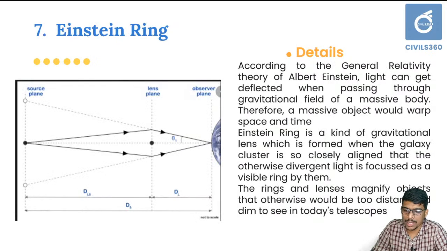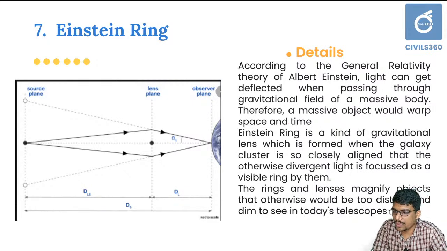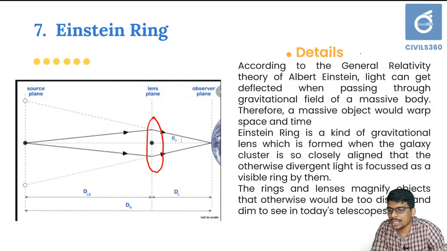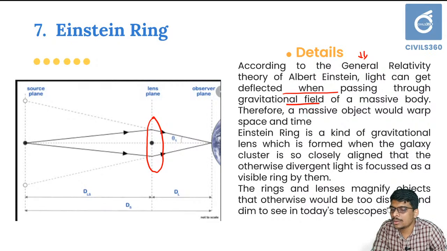This is very important for your prelims. There is always a question related to space science, so do read about Einstein ring. If you have any doubt, go search it and identify what Einstein ring is. Very simply put, it will be like a magnifying glass. According to the general theory of relativity of Albert Einstein, light can get deflected when passing through the gravitational field of a massive body.